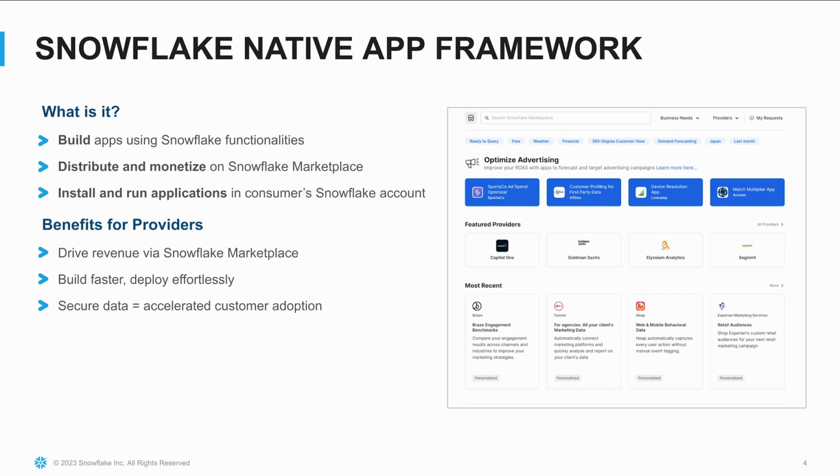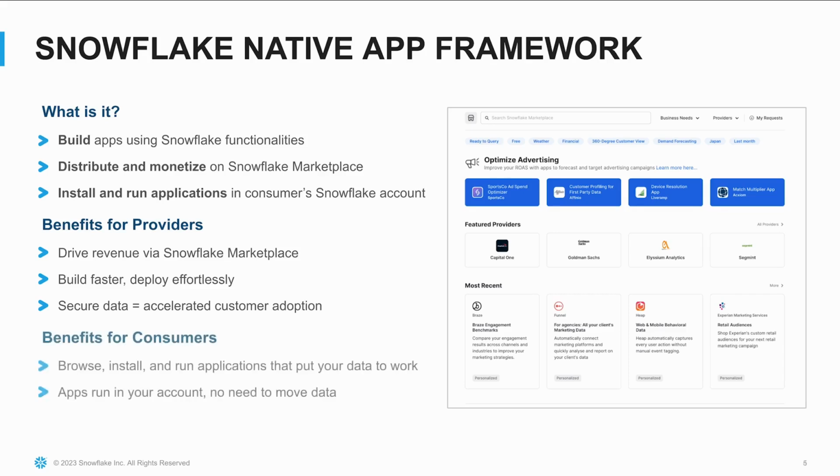I mentioned earlier about building native apps that use Snowflake functionalities. This helps you build a lot faster because you're using Snowflake features and components that you're already very familiar with. And of course, deployment is much easier now. You don't have to worry about managing your own infrastructure. This is all happening on Snowflake. And as I mentioned, because this is all happening within Snowflake, the data is secure. And so this can help ease any kind of apprehensions that a customer or an end user may have about installing your native app in their account because the data is secure all within Snowflake's data perimeter, and this can help accelerate customer adoption.